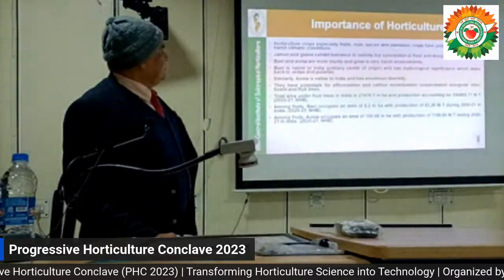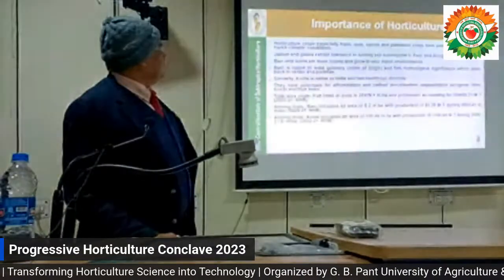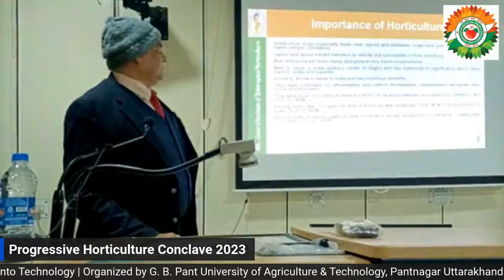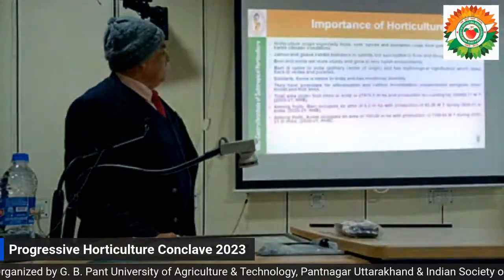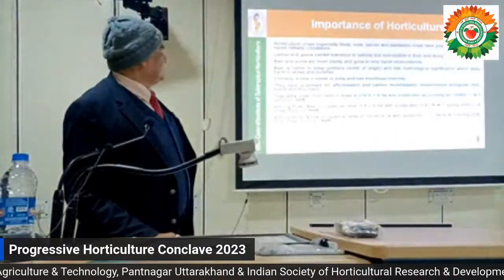Bael, which is native to India, a primary center of origin, has mythological significance which dates back to the Vedas and Puranas. Similarly, amla is native to India and has enormous diversity. They have the potential for afforestation and carbon monetization, sequestration alongside the forest and fruit trees.